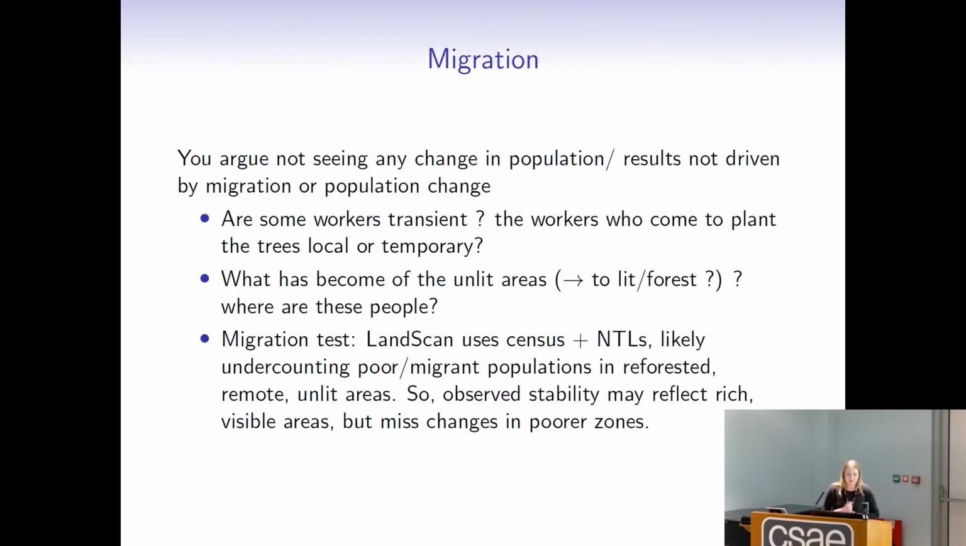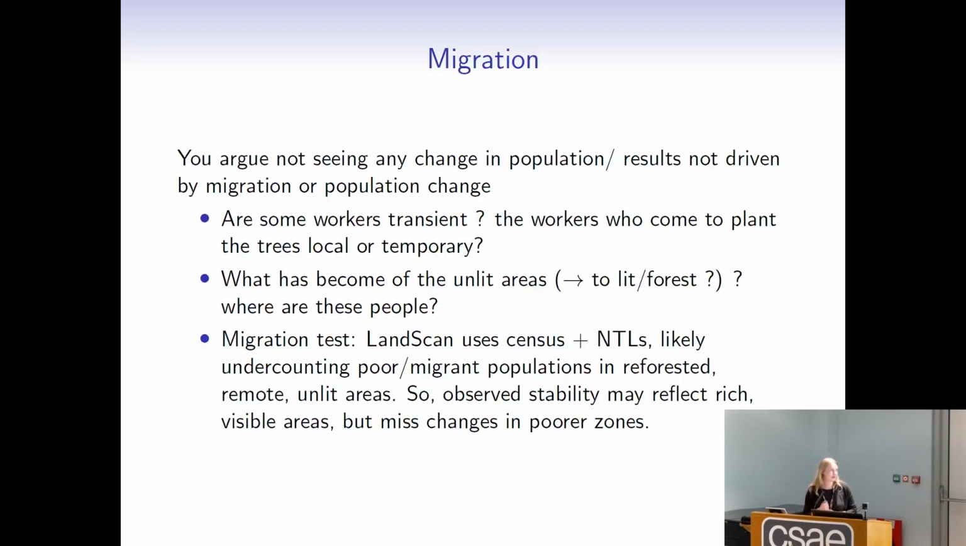About the migration, I was also a bit puzzled. So you argued that you are not seeing any changes in the population and that migration is not driving the results. But I was wondering about those transient workers. Where do they go? And also I was wondering if, in the data, you could see if the unlit areas were becoming lit areas or forested areas in the same way I've just said before. And where are those people going? Are they actually becoming less poor and living in lit areas, or are they just being hidden somewhere? In the same way we in Paris hid the homeless people during the Olympic Games.